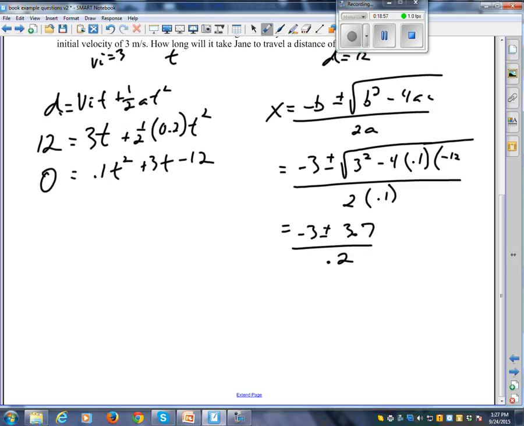Now, when you do the quadratic formula, really what you're doing is solving a parabola for the zeros, right? That's what you're doing when you're using the quadratic formula. So you have to do minus 3 plus 3.7, divided by 0.2, and minus 3 minus 3.7, divided by 0.2. And you're going to get 2 values. You're going to get 3.5 seconds or you're going to get minus 33.5 seconds.